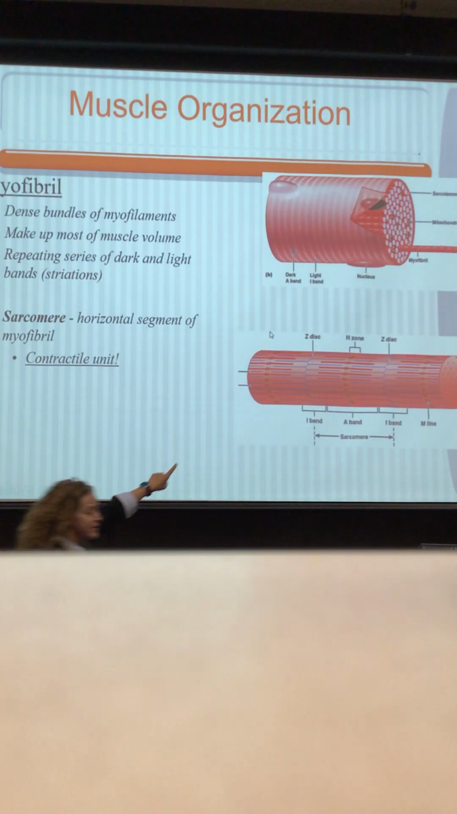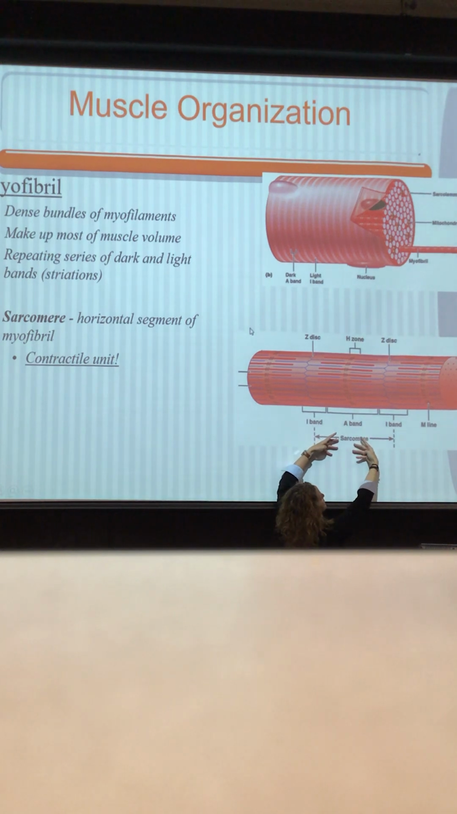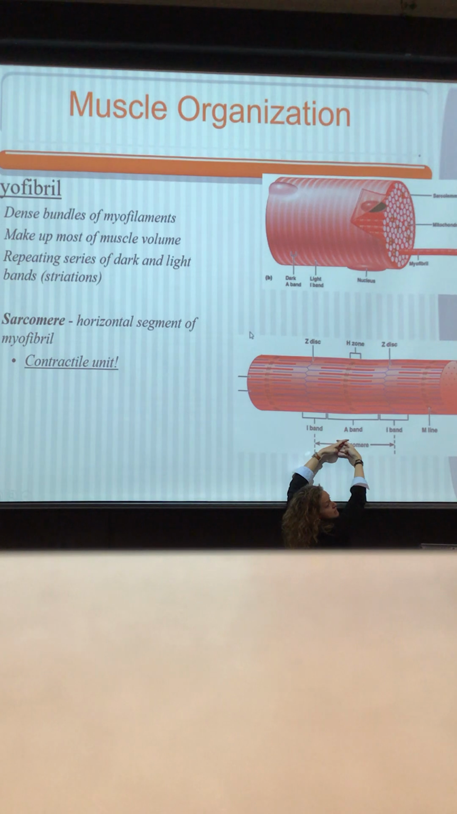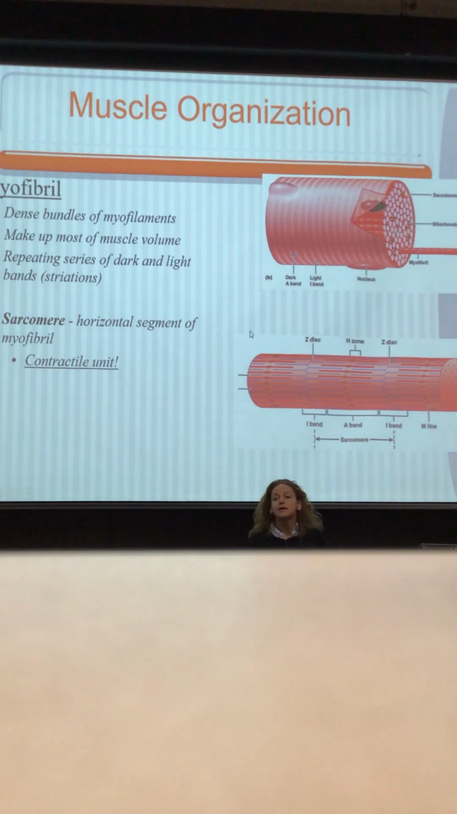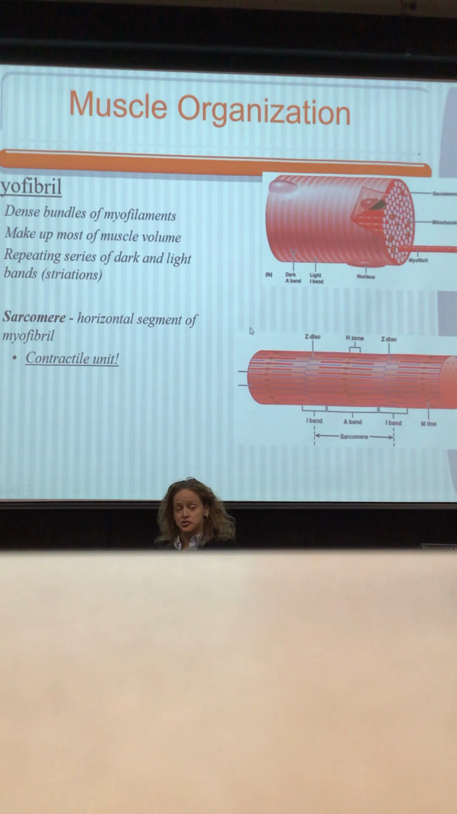Because what's going to happen is, each individual sarcomere will shorten. What we're going to find is how muscles contract. It's called the sliding filament theory.